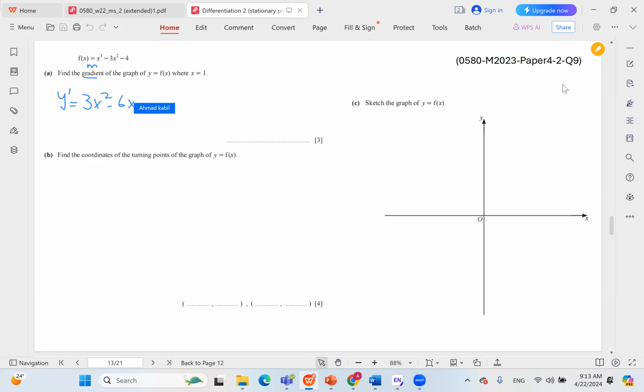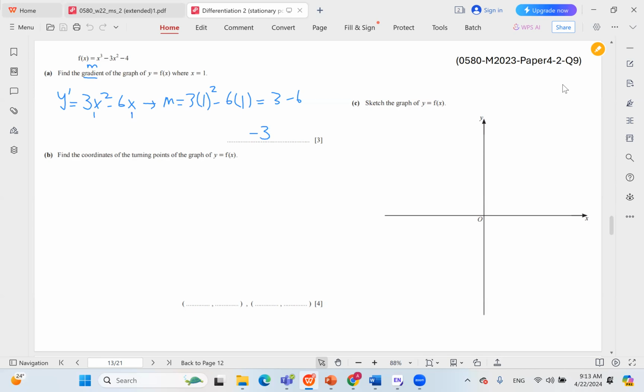And then we plug 1 into the x's of the y dash. So m equals 3 times 1 squared minus 6 times 1. So this is basically 3 minus 6. And the gradient is -3.